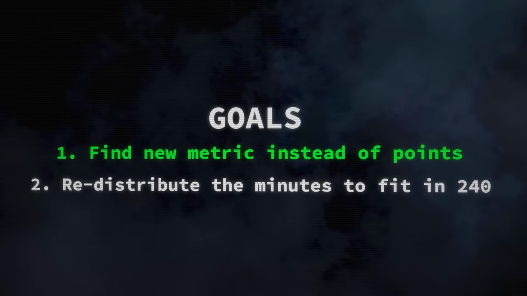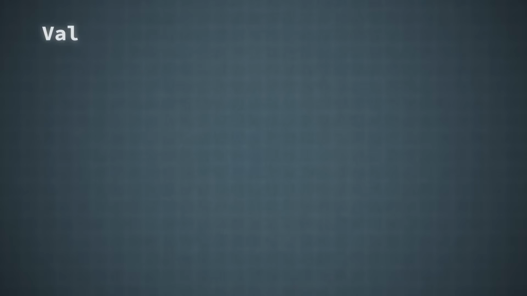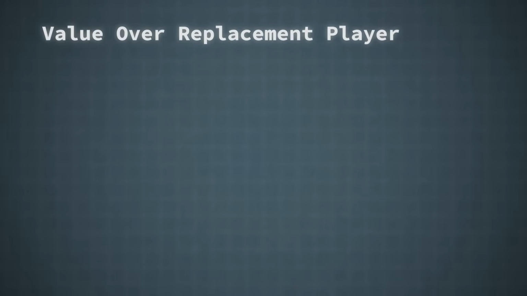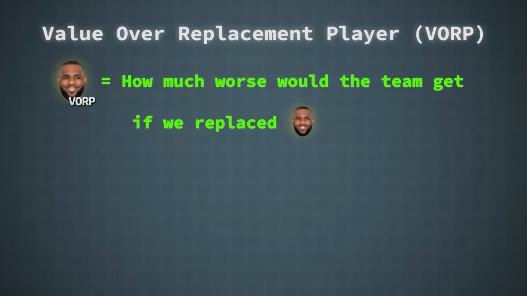For the first goal, I could have chosen any one of the hundreds of advanced stats, but I decided to go with value over replacement player, or VORP, which measures how much worse the team would get if we replace the player with a minimum salary bench player.